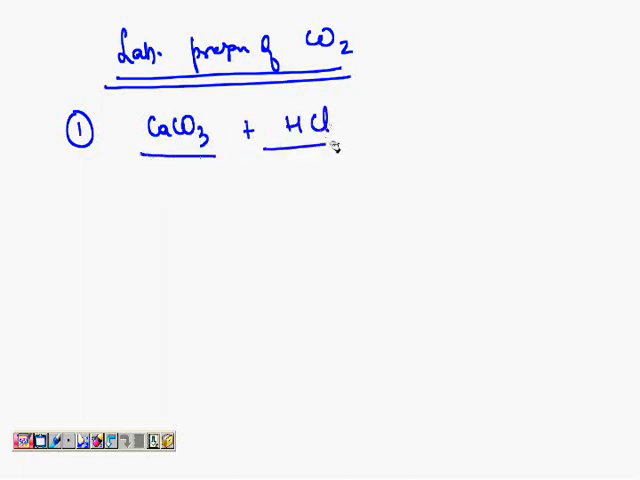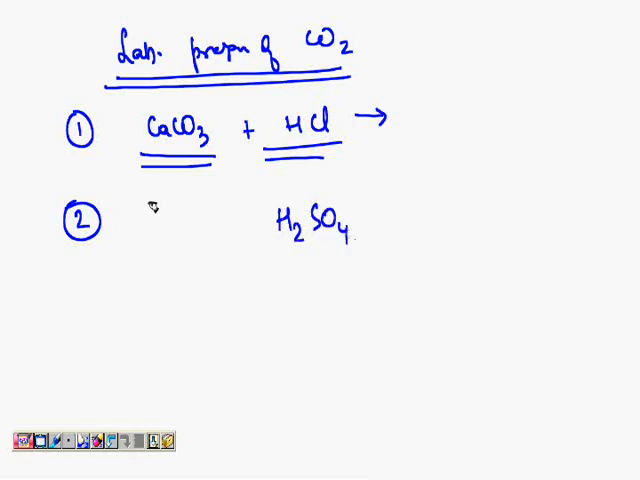Why are both of these substances used? Because they are least expensive. These are the cheapest substances from which we can get carbon dioxide. We have already written the reactions for these. The second thing is we are not using dilute H2SO4 over here.